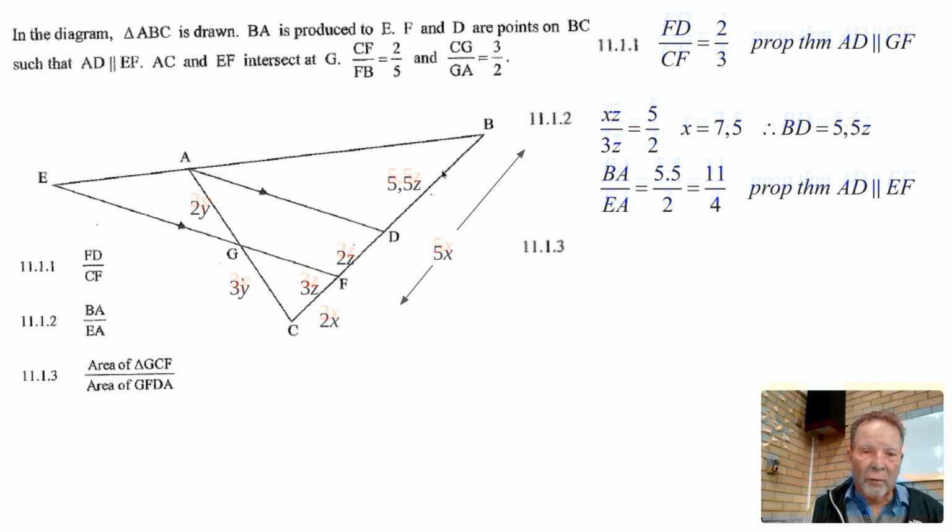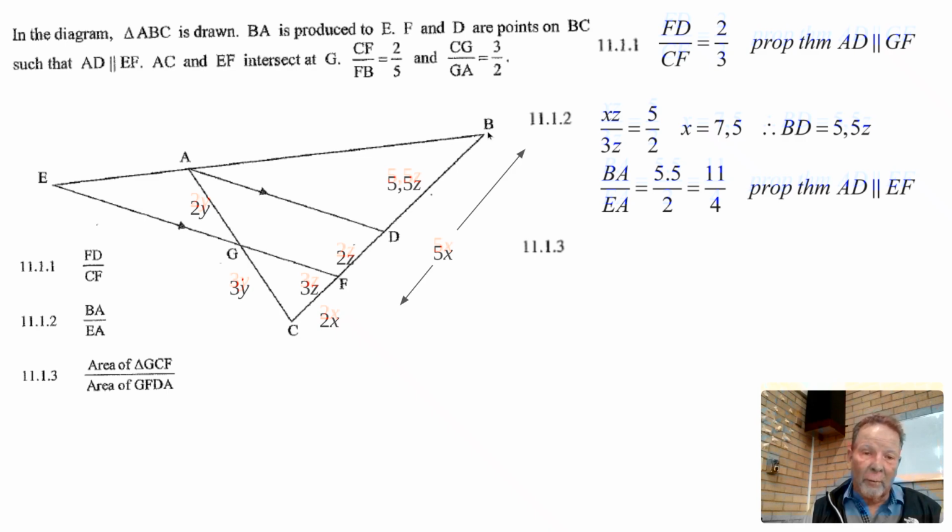I don't know what this whole length here to 3z is, but it has to be the same as 5 to 2. So something z to 3z equals 5 to 2. And if I solve it, I get that this whole distance is 7.5z. That means if that's 2z and the whole thing's 7.5z, this little part here must be 5.5z. Now that's pretty important because now I can get BA to EA.